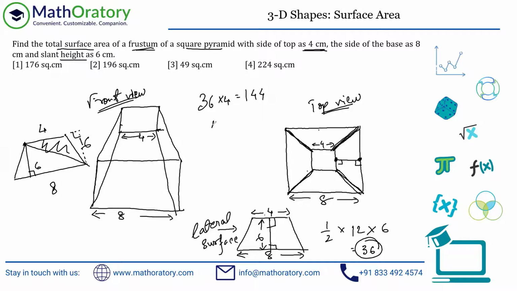One of the squares has an area of 4 square, which is 16, and the other one has an area of 8 square, which is 64. So these two add up to 80, plus 144. So that adds up to 224. So that should be the answer for this question.